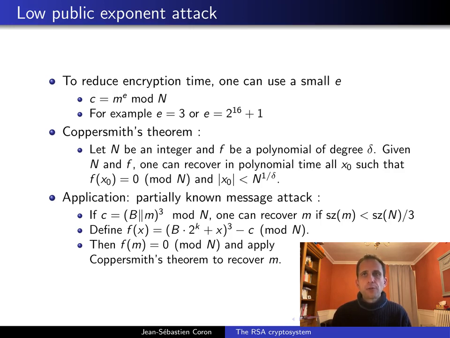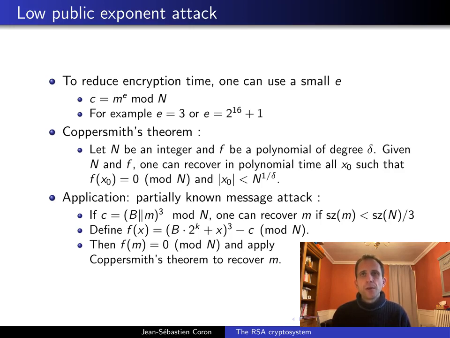And now I'm going to explain that we can recover the message M if the size of the message M that is being encrypted is less than 1/3 the size of the modulus n. So this 1/3 actually corresponds to the public exponent e. For this, it's easy.